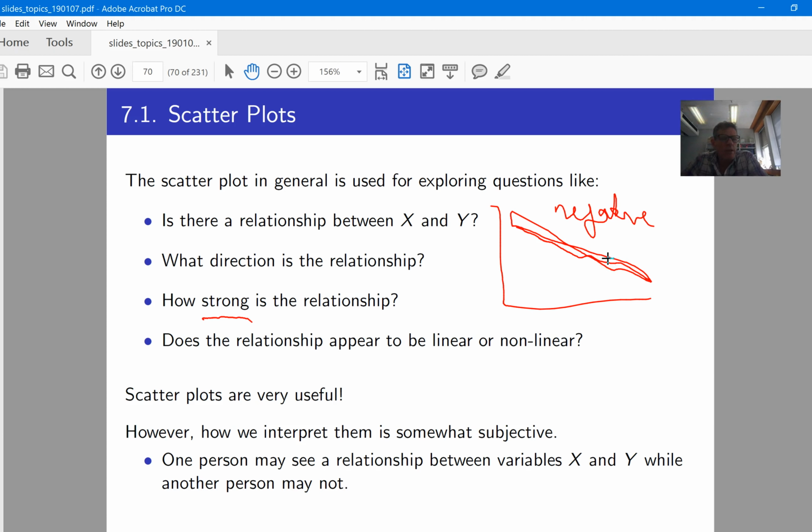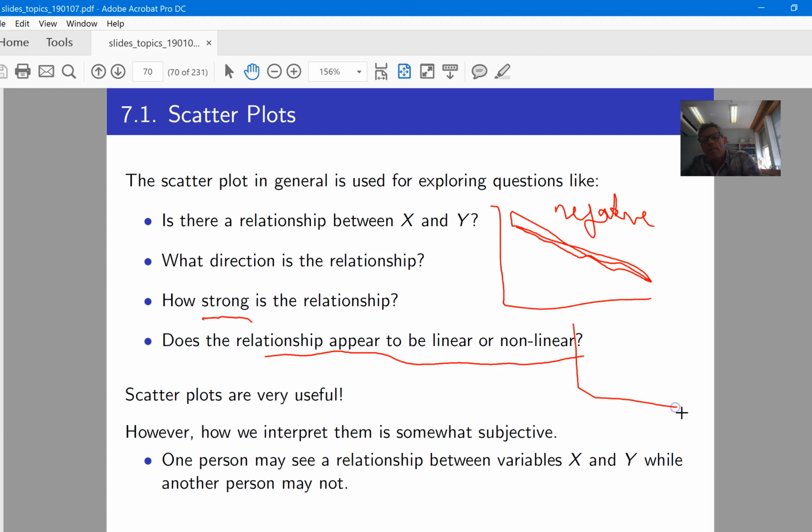And that's a little bit hard to judge with a series of dots on a graph or scatter diagram, so we'll come up with some better measures of that in the covariance and correlation in a minute. And then another part of a scatter diagram which is helpful is it allows you to identify whether the relationship between x and y is linear or nonlinear.